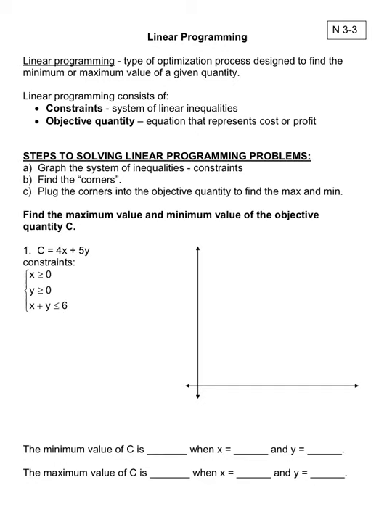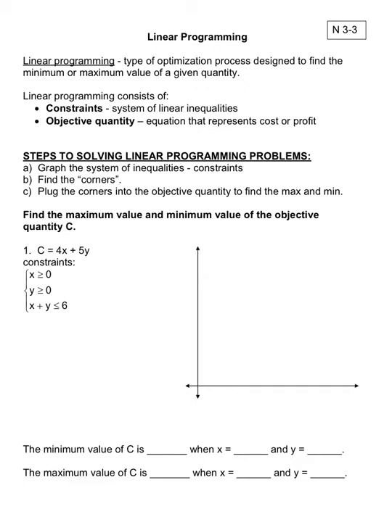Okay, this is notes 3-3, linear programming. On these, we're going to start looking at graphs that we can use in the business world to make business decisions. We're going to find our maximum and minimum values for different products. So as we move on, it'll make a lot more sense where the constraints are coming from as far as finding our maximum and minimum.